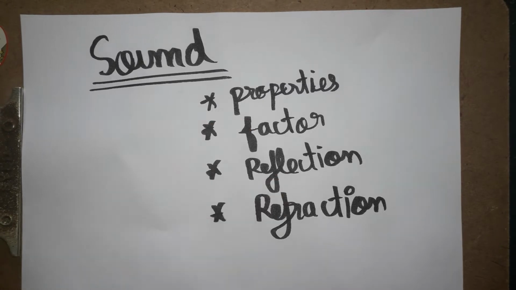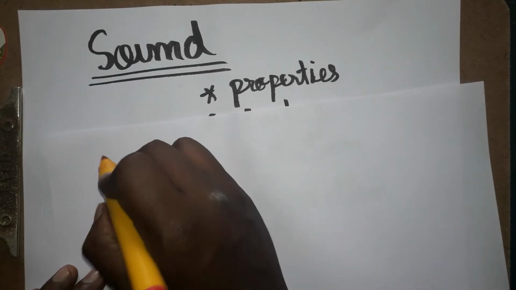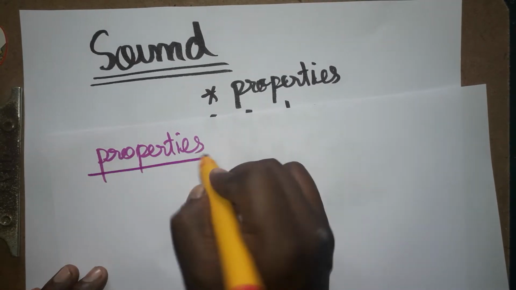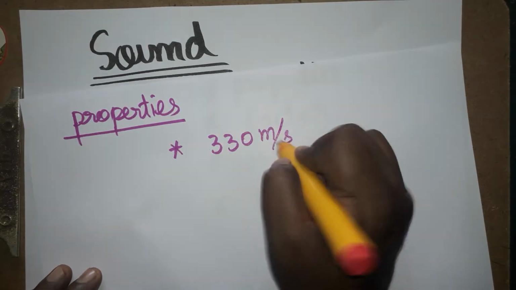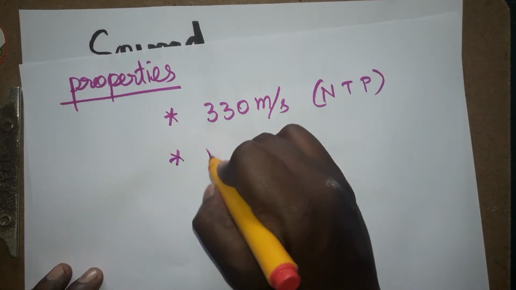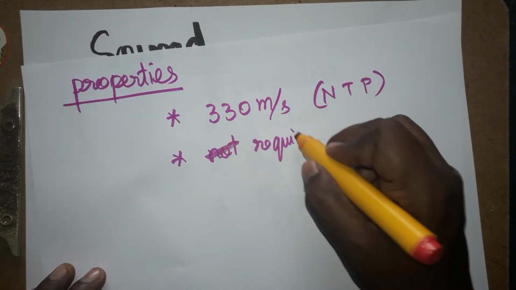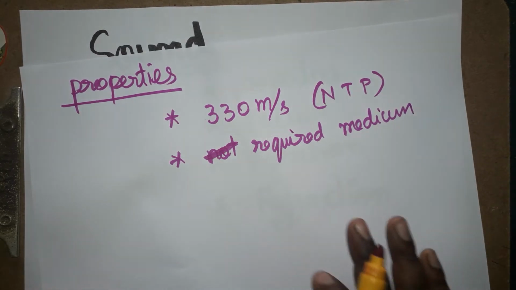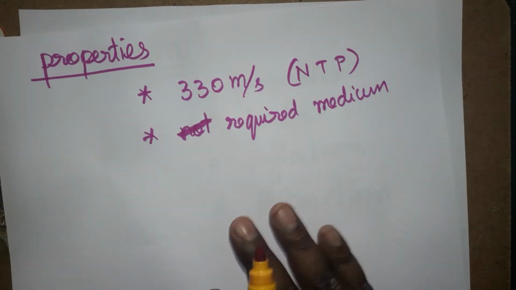The first one, properties of the sound wave. Sound wave will travel at 330 meters per second at normal temperature and pressure in India. Sound requires a medium; it will travel only in a medium. Definitely it requires a medium, whereas a light wave does not require a medium.